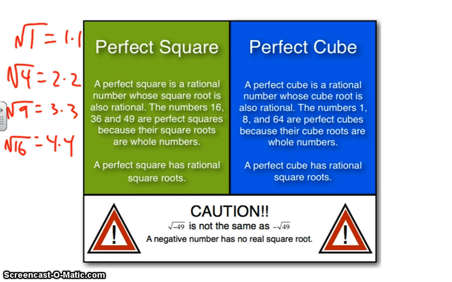On the perfect cube side, it works the same exact way, and I've asked you to know this up through 10. So if I say the cube root of 1 is 1, the cube root of 8 is 2, the cube root of 27 is 3, and so on all the way up through. So we do need to know these numbers here. Very, very helpful for us.